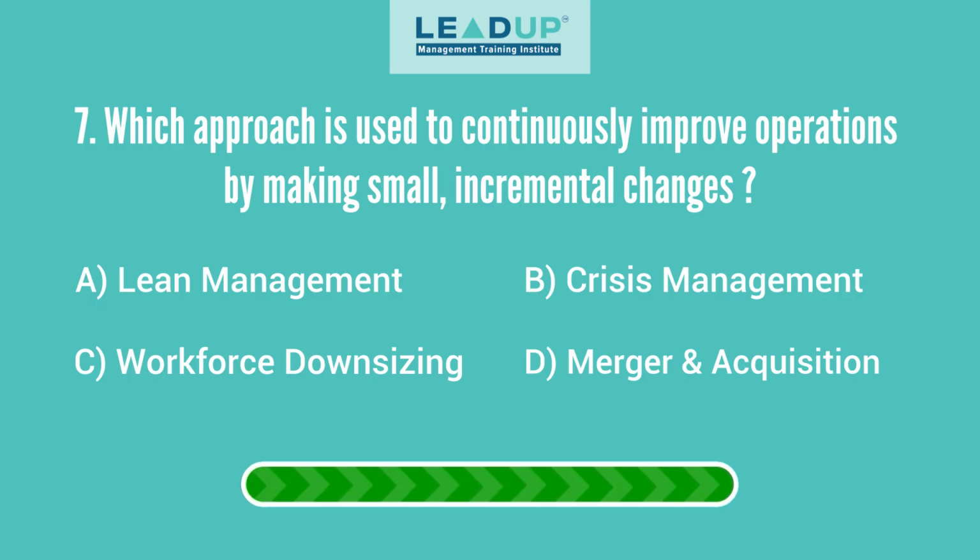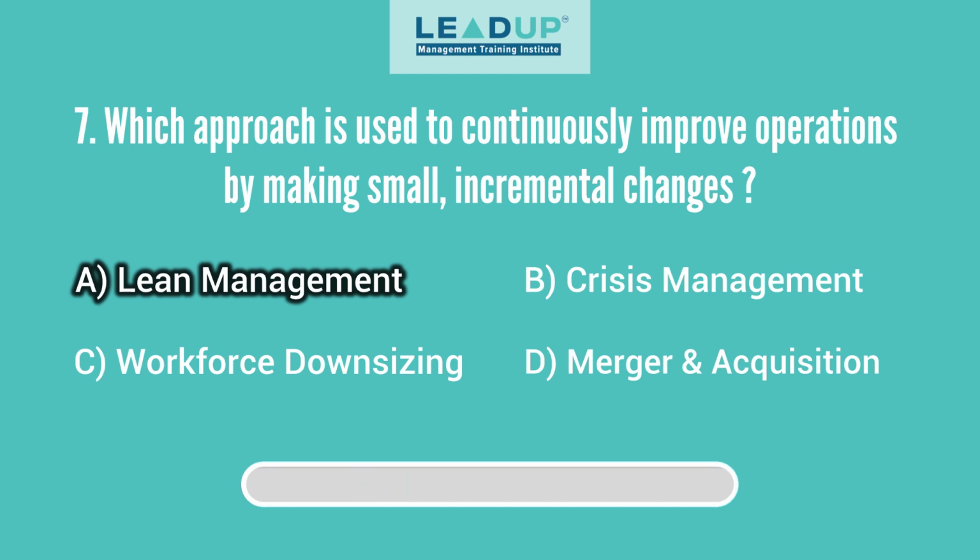Question 7. Which approach is used to continuously improve operations by making small, incremental changes? A. Lean management. B. Crisis management. C. Workforce downsizing. And D. Merger and acquisition. The answer is lean management.